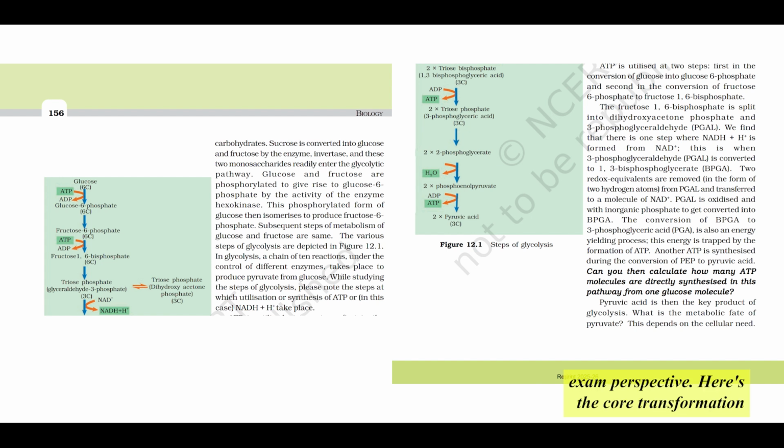Here's the core transformation that happens in glycolysis. A 6-carbon glucose molecule undergoes a partial oxidation, resulting in the formation of 2 molecules of a 3-carbon compound called pyruvic acid. Now, in plants, this glucose molecule that enters glycolysis is often directly derived from sucrose, which is the primary disaccharide end product of photosynthesis. Alternatively, it can come from stored complex carbohydrates like starch, which are first broken down into glucose.